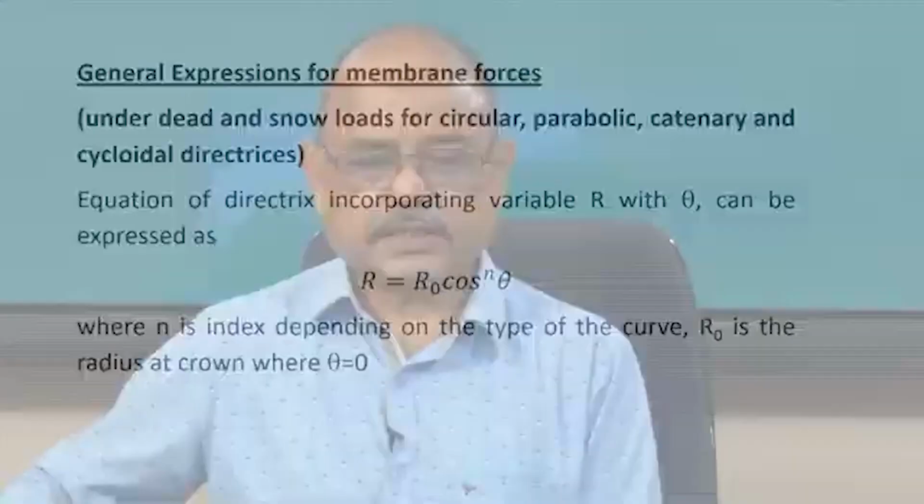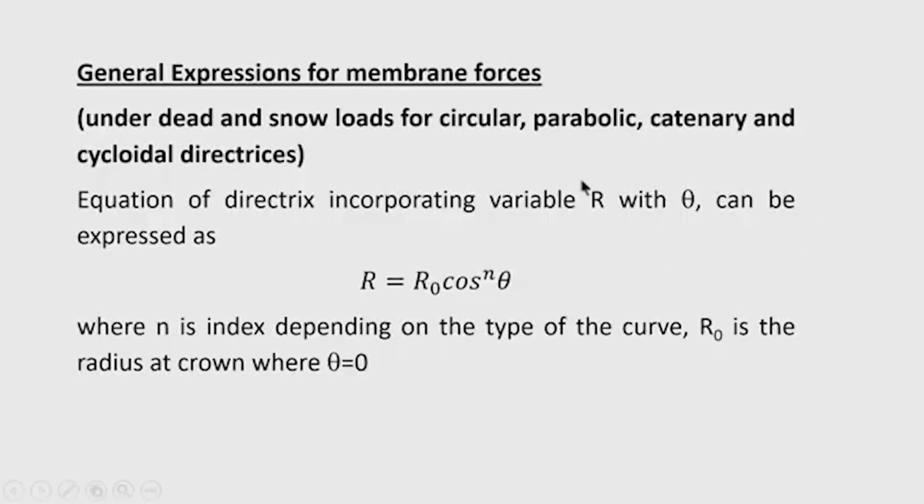So, we shall consider now here four kinds of directrices. One is circular, then parabolic, catenary and cycloidal directrices. The other type of directrices that are common is semi ellipse, but here I consider only 4. Semi ellipse can be treated in a different way.